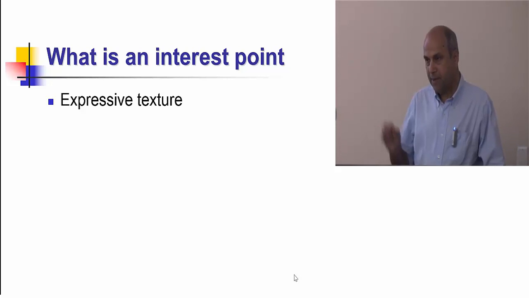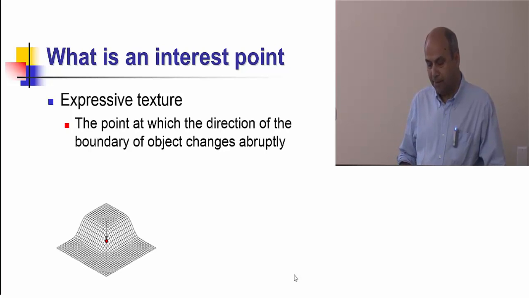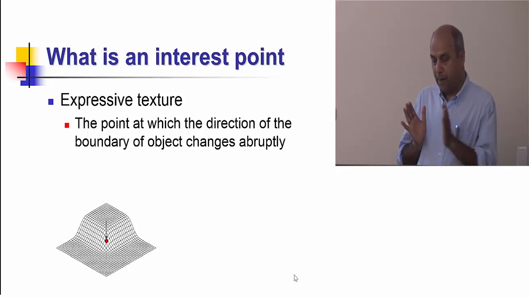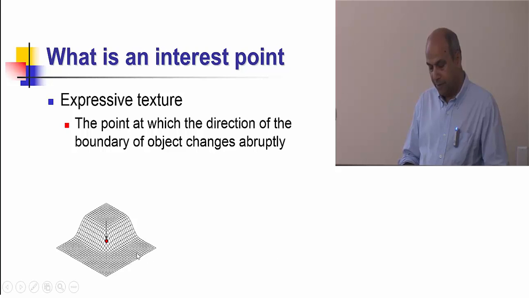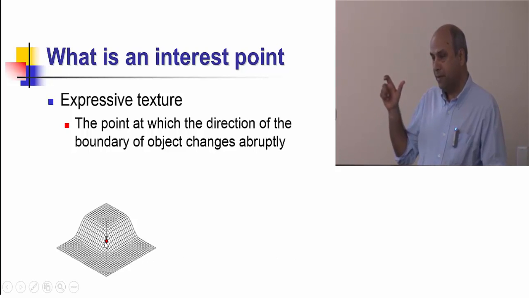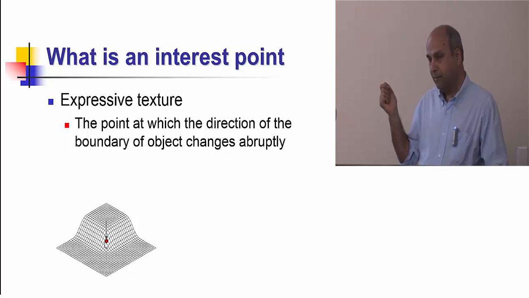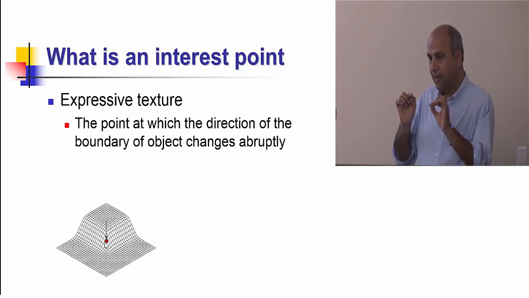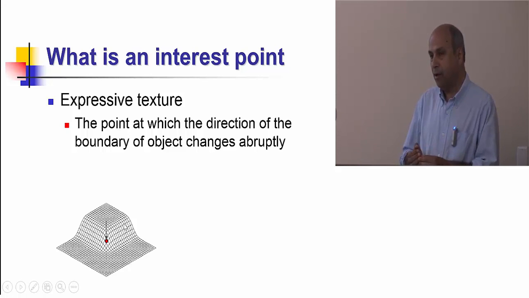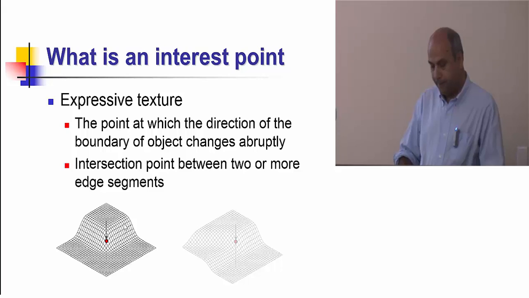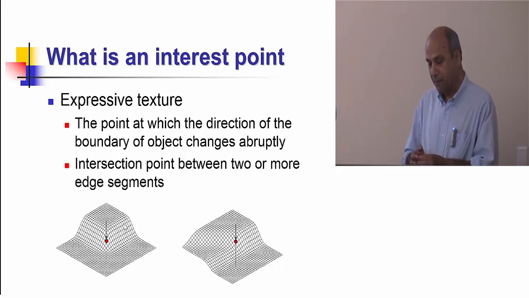An interest point is a point which is expressive in texture, for example, a point in which the direction of the boundary of an object changes abruptly, as shown here. So this is different from edges. With edges, there is an edge, but here there is an edge whose direction is changing, as you see here, this edge and then it becomes like that, and that is the corner point or interest point. This can be the intersection between two or more edge segments or lines.